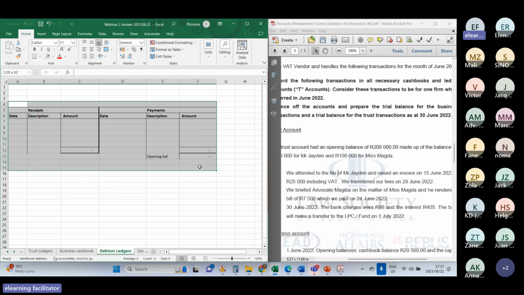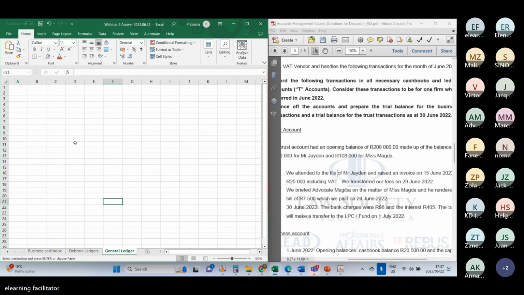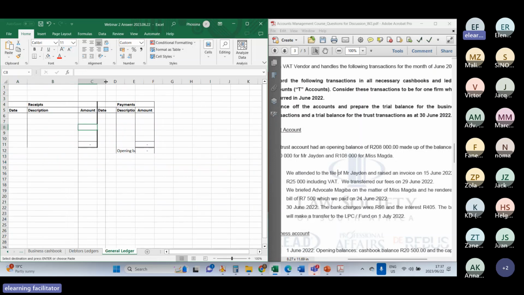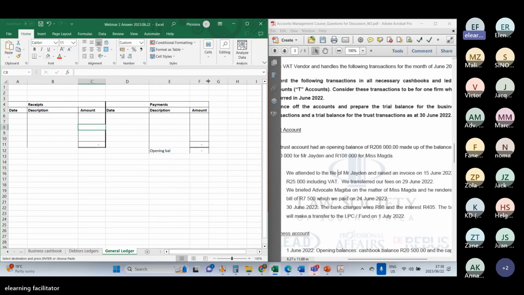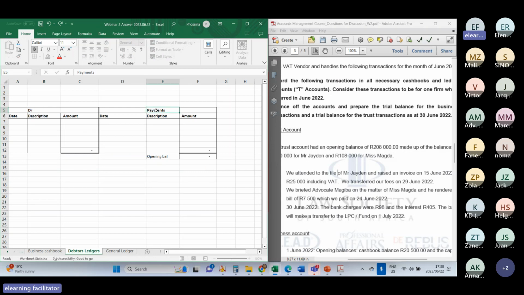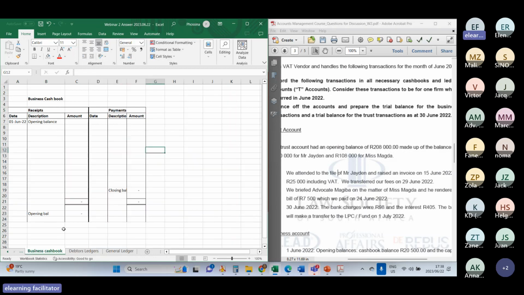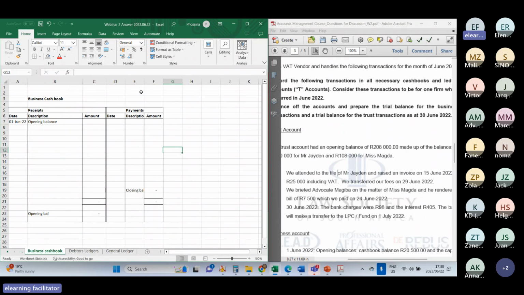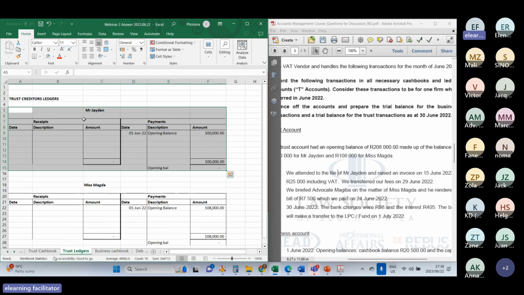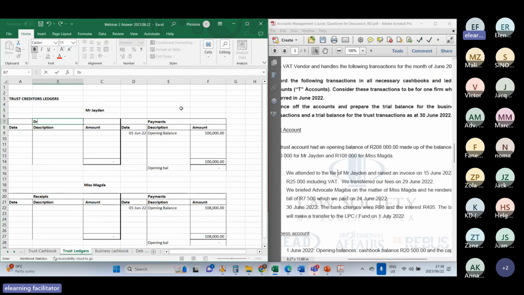So it's still the same format. The T account should always be the same. The only thing that changes now is that we don't call it receipts and payments. We call it the debit side and the credit side. So even for our debtors, it's the debit side and the credit side. For our cash books, debit and credit, but for simplicity, for you to remember, whatever we receive on the receipt side, whatever we pay on the payment side. Our trust ledgers, it's also the same, the debit side and the credit side.